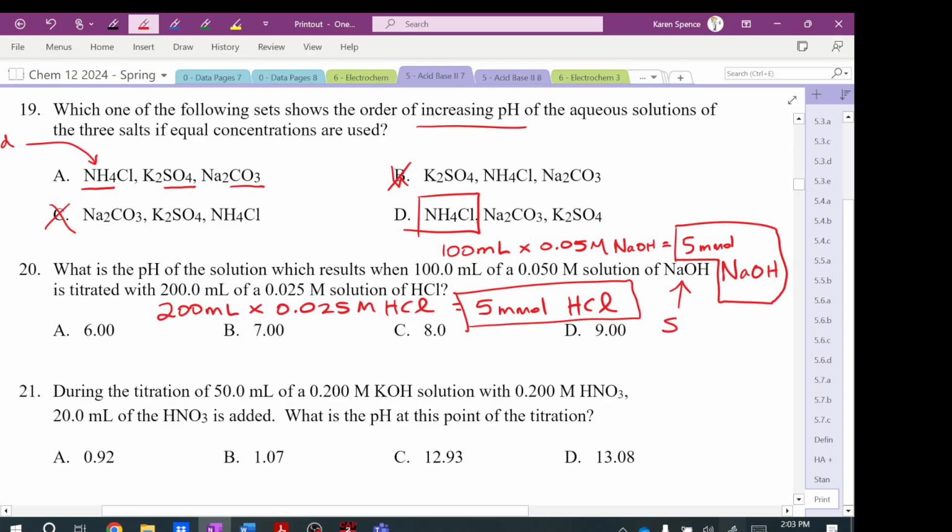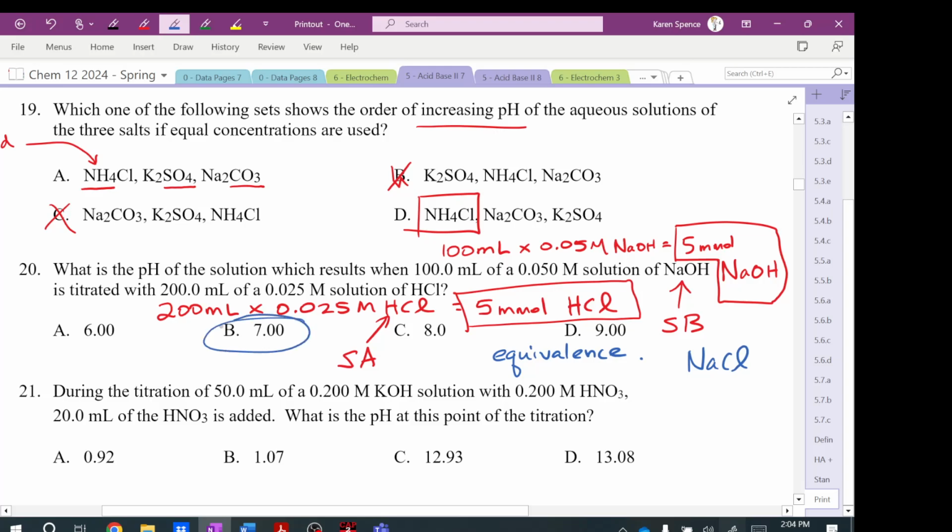NaOH is a strong base. HCl is a strong acid. The moles equal the moles. What point are we at? We are at the equivalence point. They are all used up. And if they're all used up, and the salt we make is NaCl, what is the pH? 7.